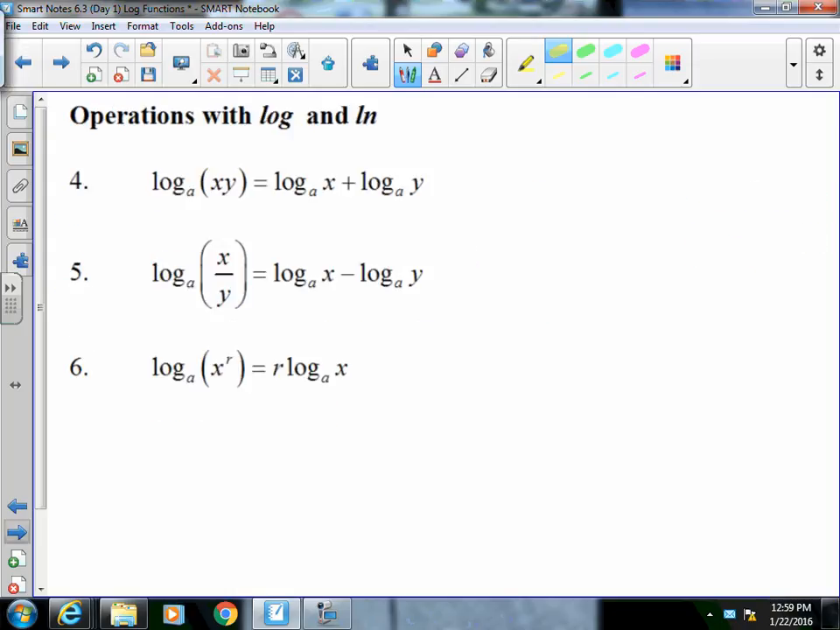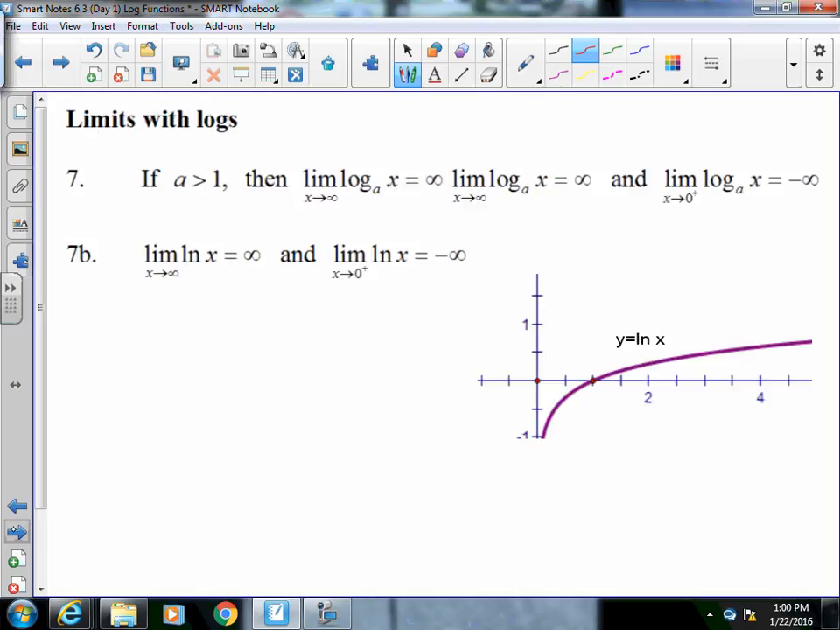Rule number 4, we can separate logarithms. If it's multiplication, it can be separated by addition. If it's division, it can be subtracted to separate. And when there's a power in our logarithm, that can be moved out front, just like we have here, r log base a of x. None of these rules are new. Look over them a little closer if you need to, but it's all review from previous years.